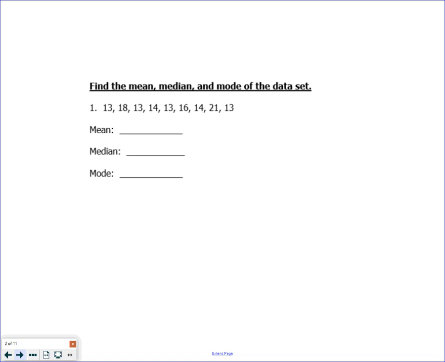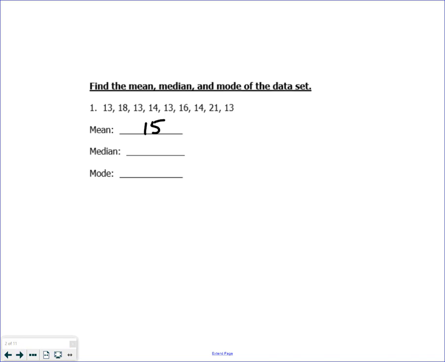Here we go. Find the mean, the median, and the mode. So if you want to find the mean, you're going to add them all up and divide by how many there are. And so I went ahead and calculated this. I added them all up, divided by the number of numbers that there are, and this ended up being 15. I'm going to go ahead and show median now.